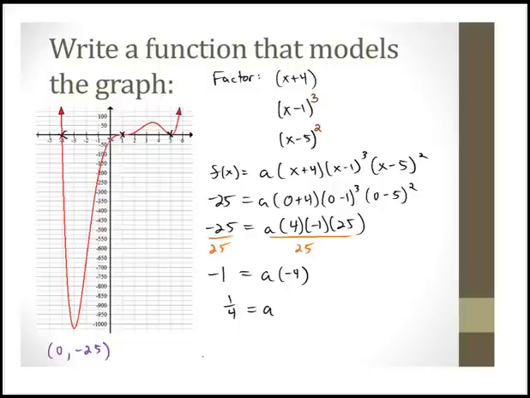So I'm going to say then that the function f of x is 1/4 times x plus 4 times x minus 1 cubed times x minus 5 squared.